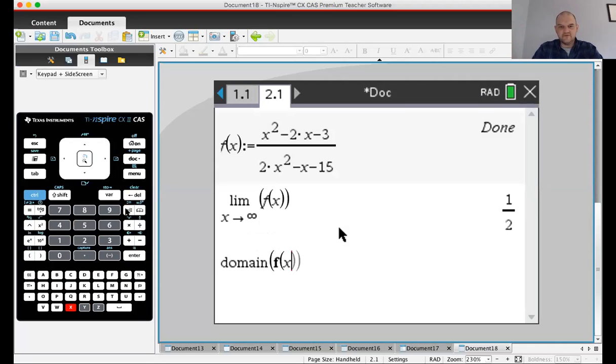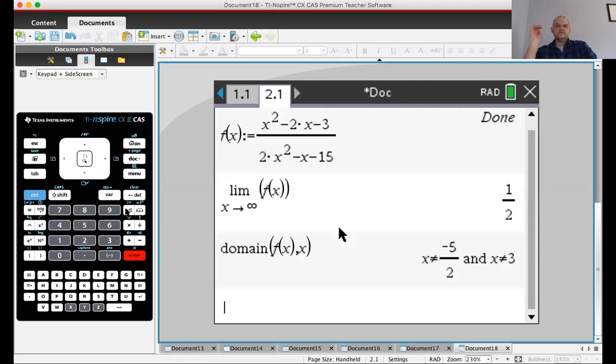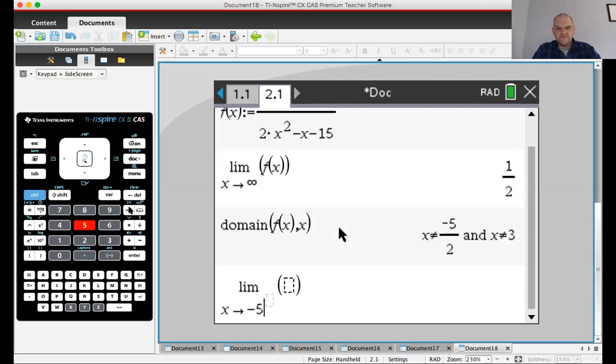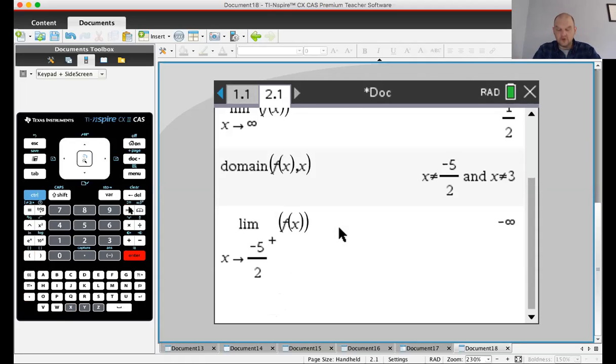Domain of f of x, -5/2 and 2. All right, so let's do the limits again. Limit as x approaches -5/2, and we chose from the right, and we got infinity. And it got, oh no, we got -infinity. Whew, my bad. So we got that correct. I just said it incorrectly.